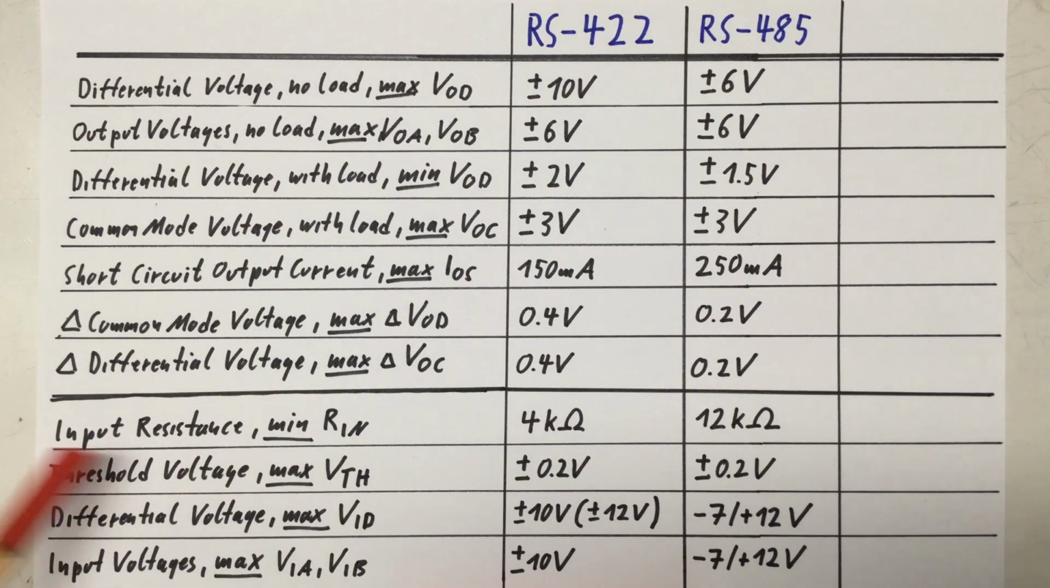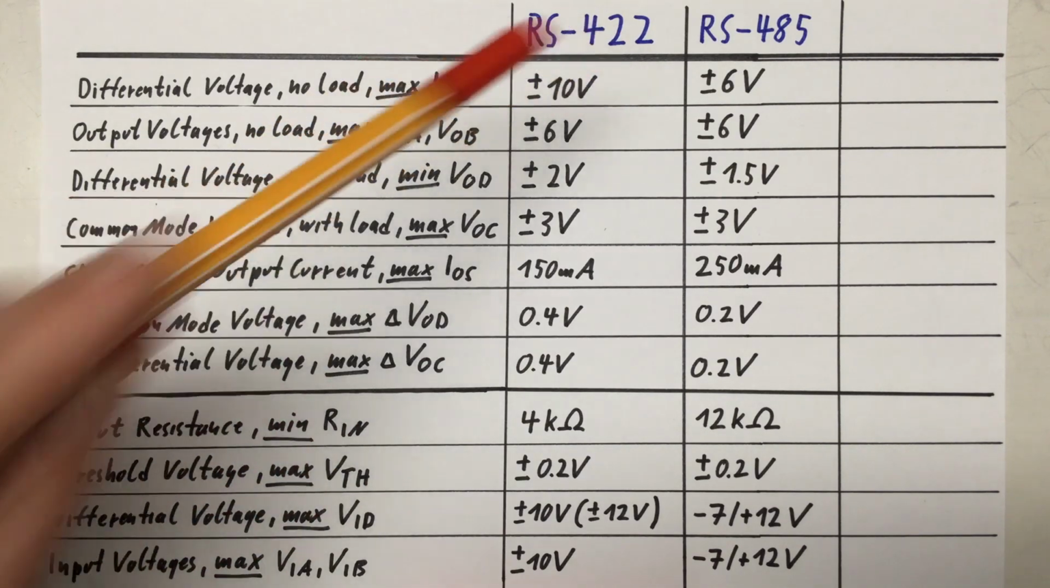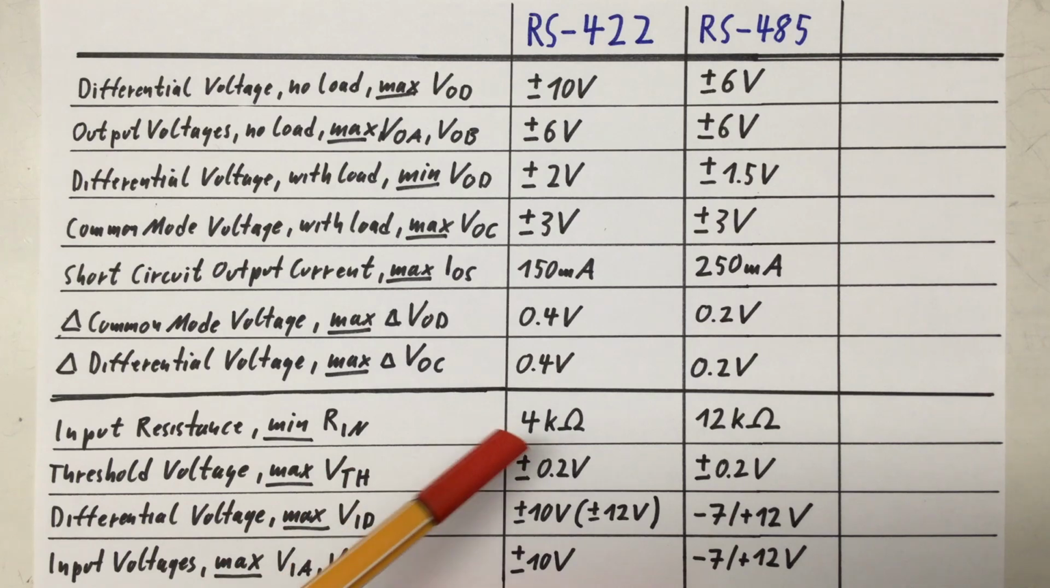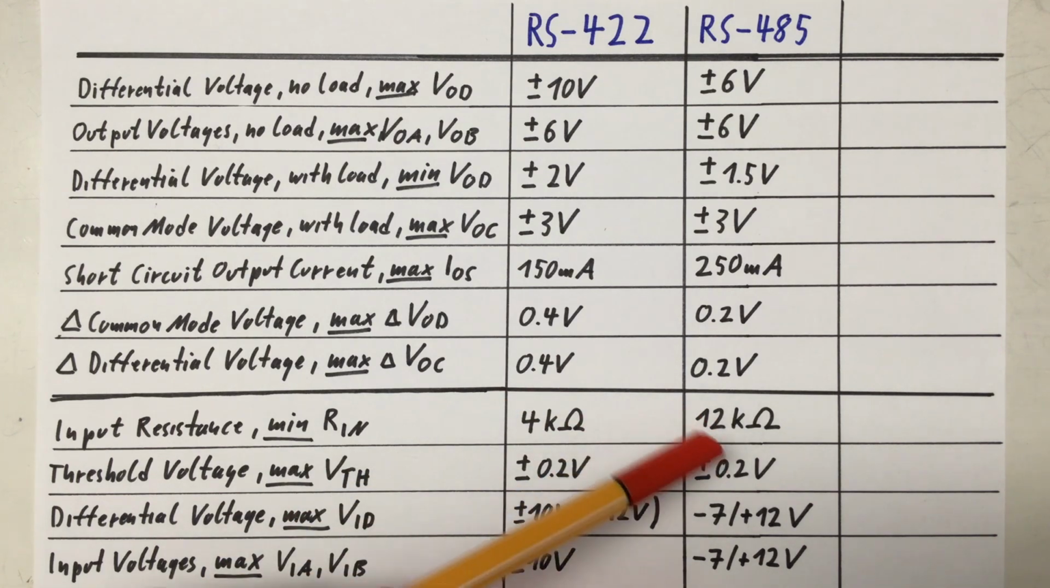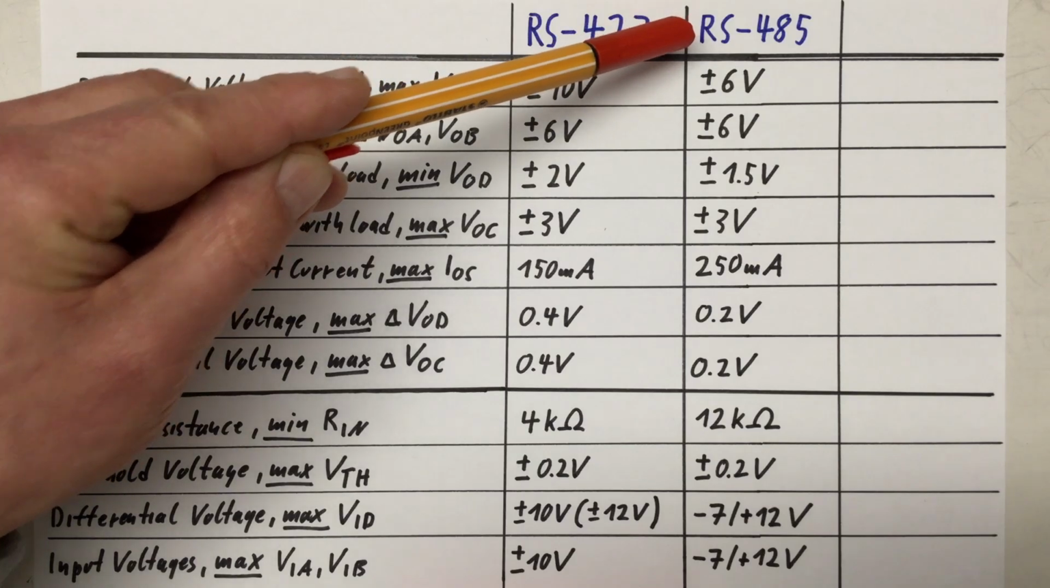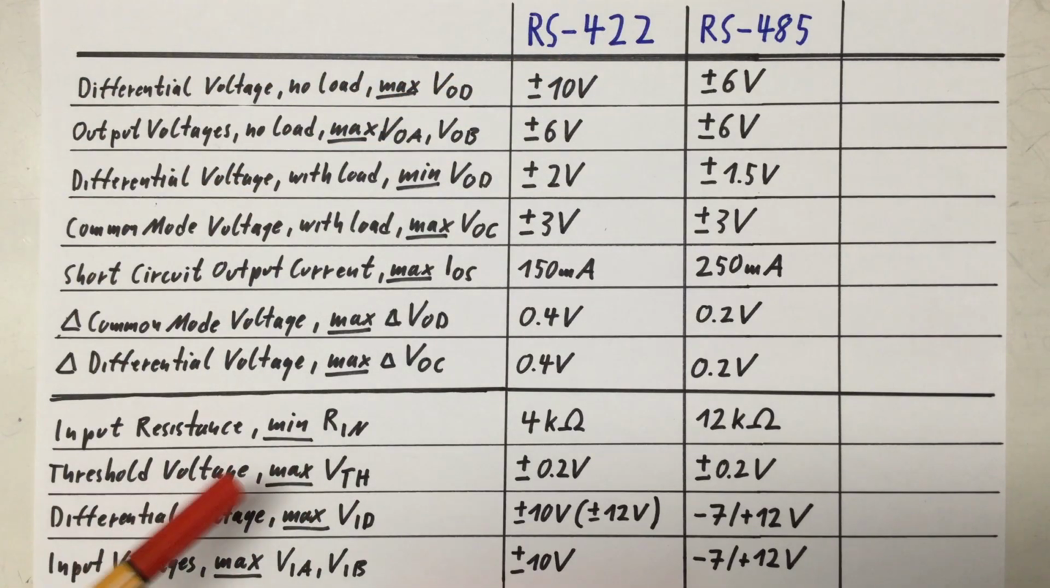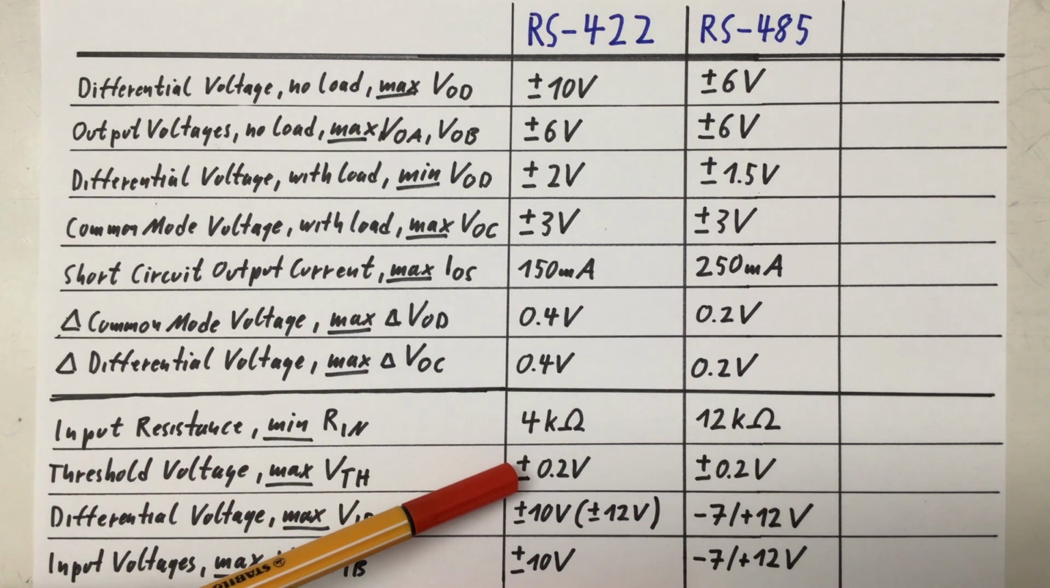The minimum input resistance of an RS-422 receiver is 4 kilo ohm. That value is tripled to 12 kilo ohms for RS-485. The maximum threshold voltage of a receiver, so basically its sensitivity, is in both cases plus minus 0.2 volts.